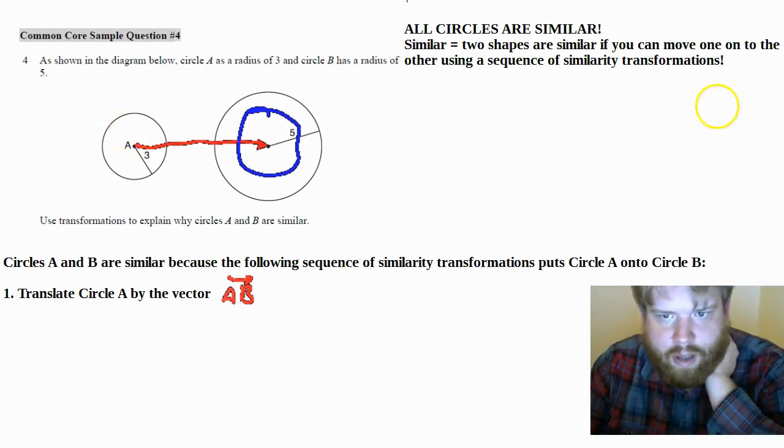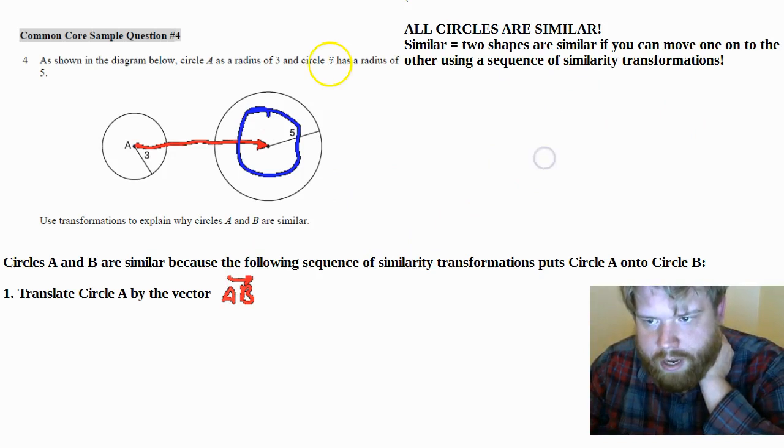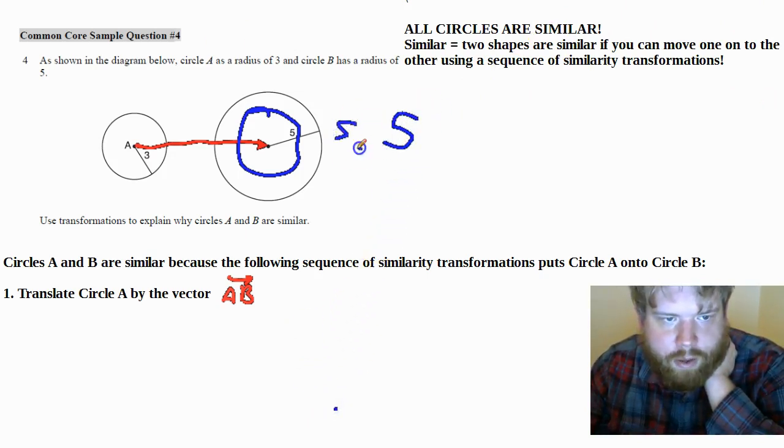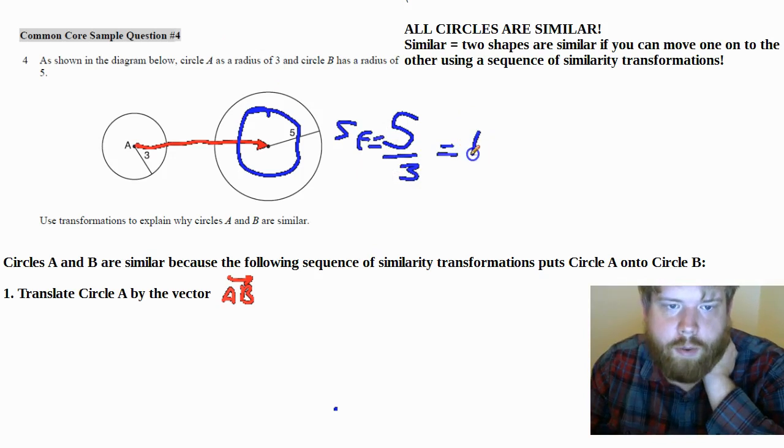And in terms of the scale factor that is going to work here, we're going to take the radius of the large circle, which is 5, and divide it by the radius of the small circle, which is 3. So you can leave that as 5 over 3. If you want to think of it as 1.6 repeating, you can. I prefer to leave it as 5 over 3.